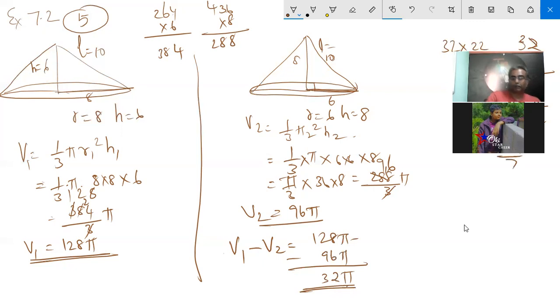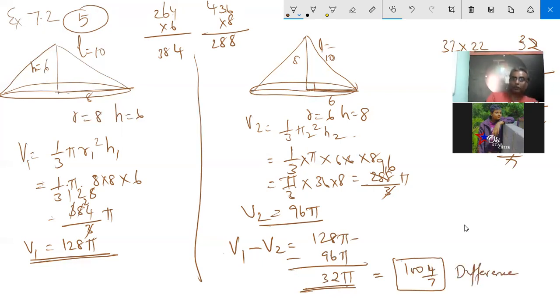704 by 7. 7 will go in 7 one time. In 0, it will go 0 times. In 4, also it will go 0 times. So that is 104 by 7 is the answer. Okay, that is the difference.